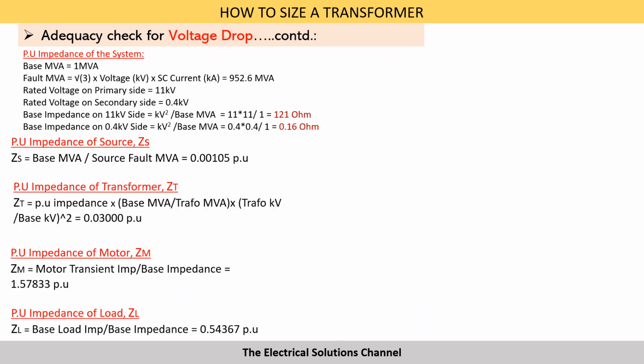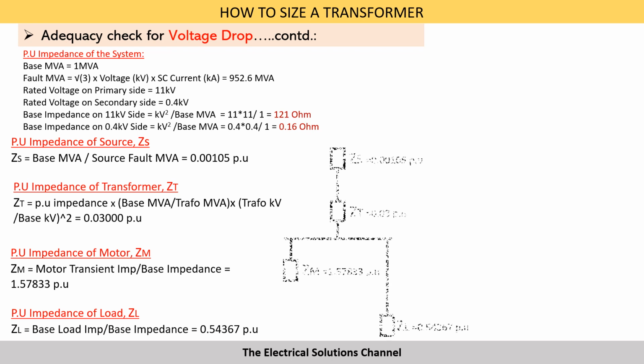Considering the base MVA as 1 MVA, we have base impedance on the 11 kV side equal to kV square by base MVA, which is equal to 121 ohms. Also, the base impedance on the LV side is 0.16 ohms. Now, per unit impedance of the source works out as 0.00105 per unit. Per unit impedance of transformer ZT is equal to 0.03 per unit.